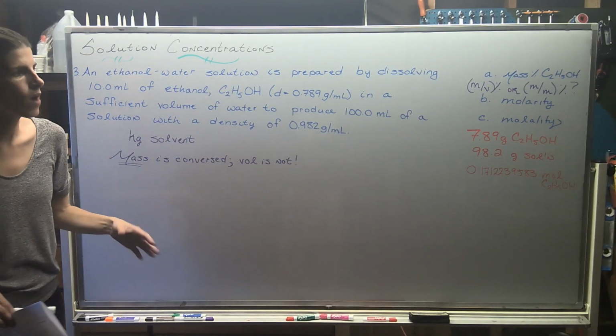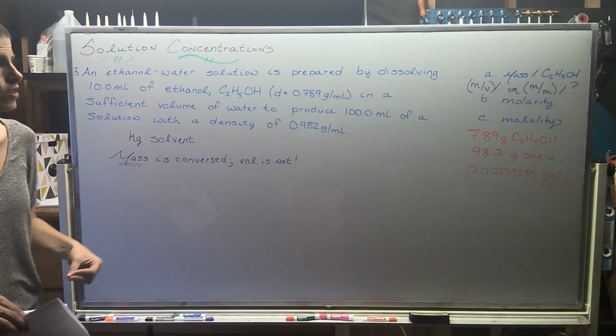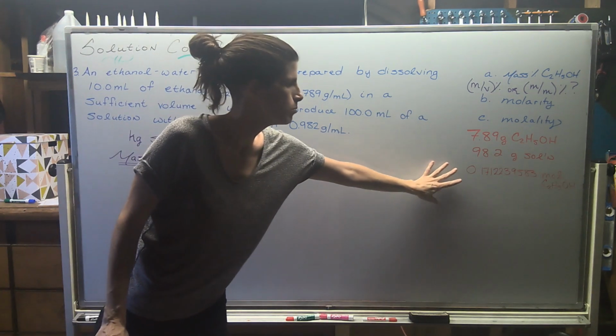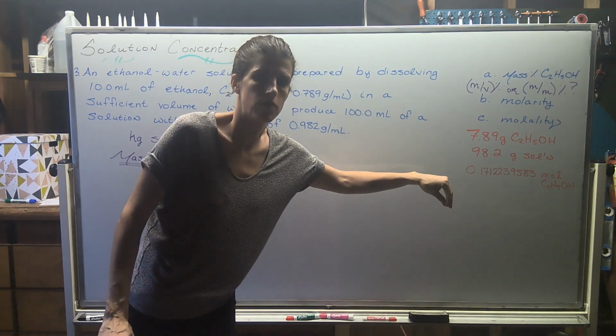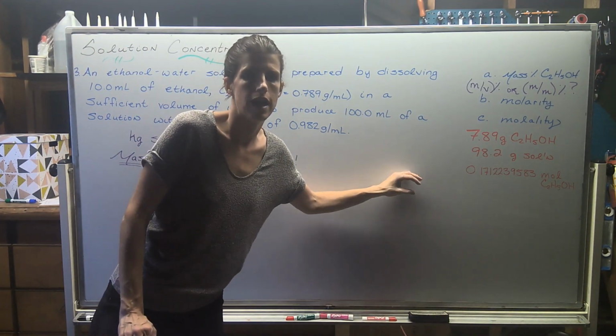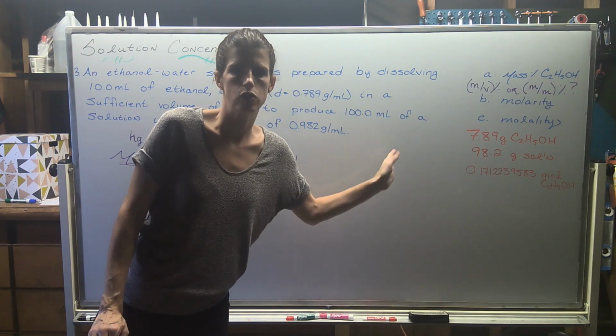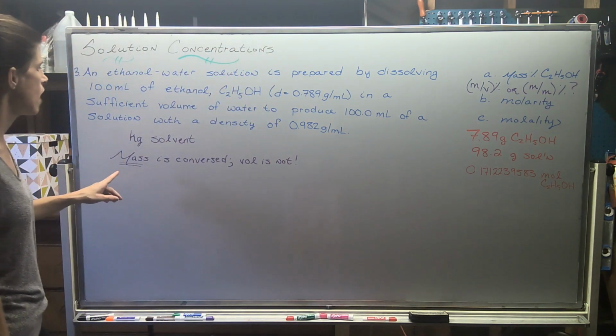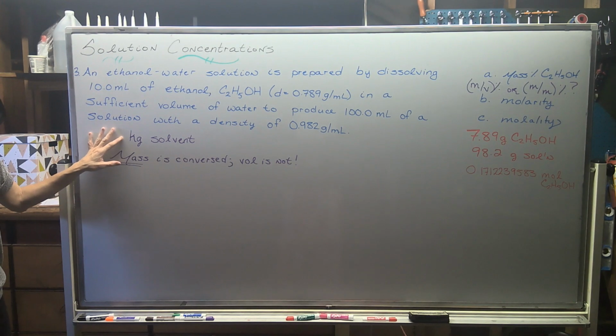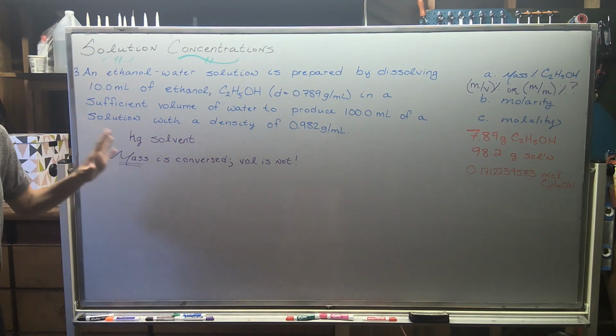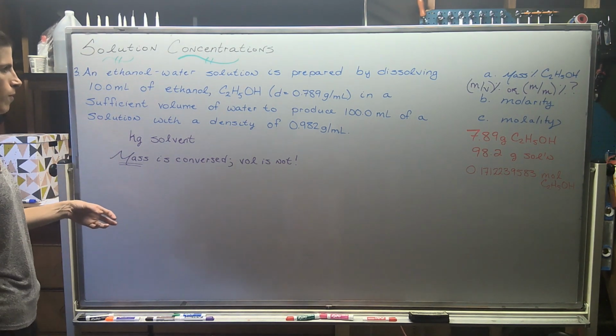So in part C, we're asked to calculate the molality of the solution. I wrote down the moles of ethanol that we calculated in the previous segment. We're definitely going to need that in our molality calculation. That goes in the numerator. In the denominator, we're going to need to put the kilograms of solvent. That's where it gets a little bit tricky, and we got to be a little bit creative.